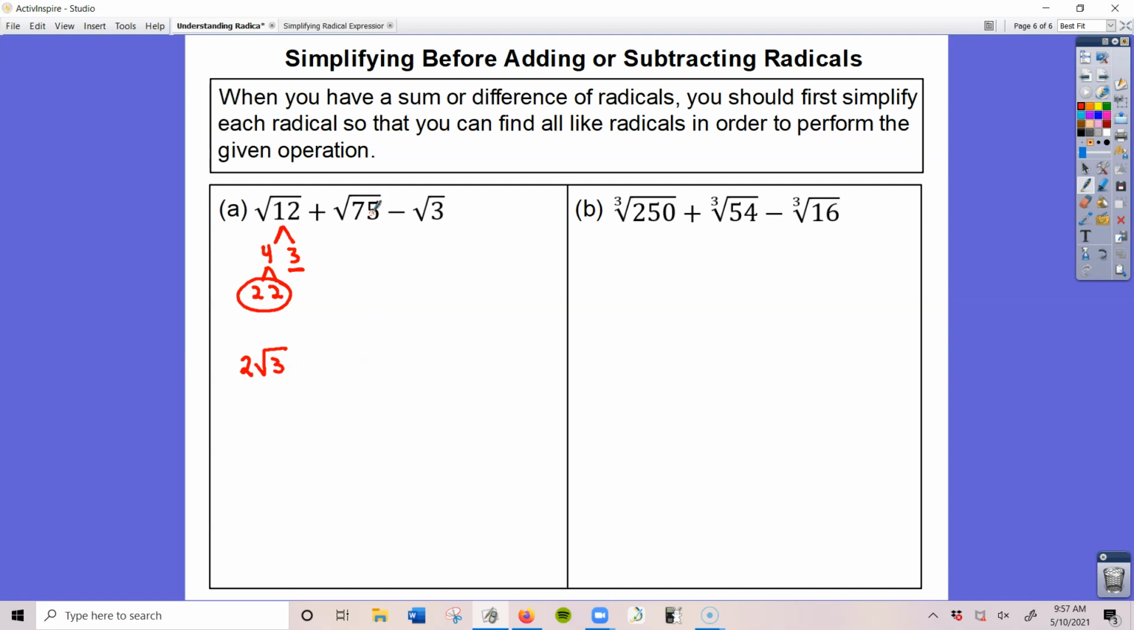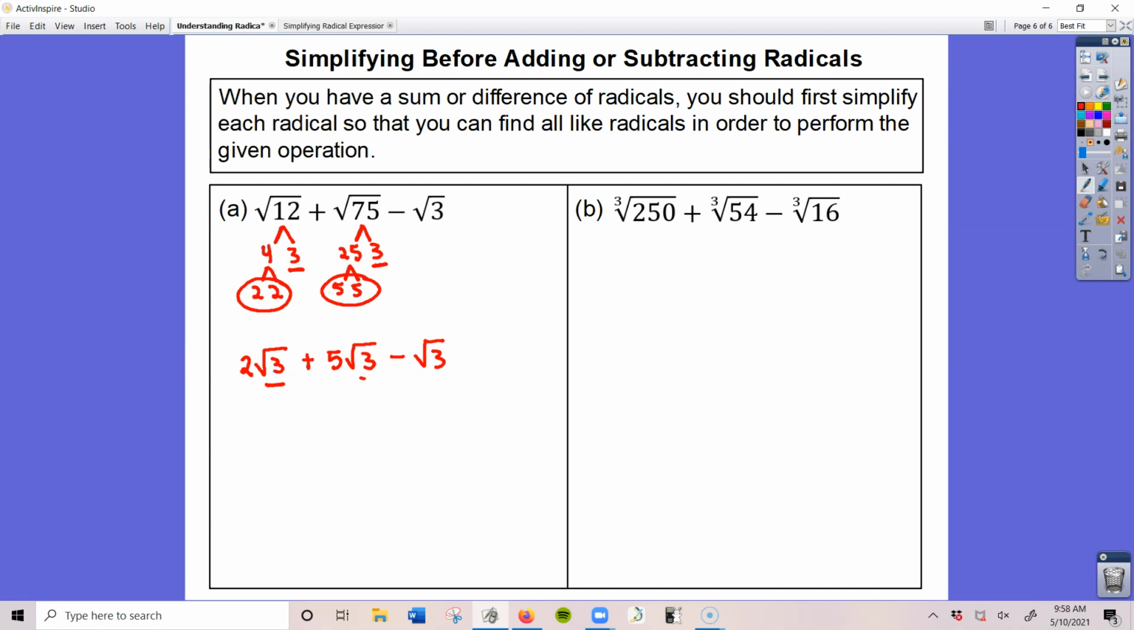Now let's look at the square root of 75. To get 75, we would multiply 25 and 3. And then 25 can be broken down as 5 and 5. So here's a pair, and this 3 will have to stay inside. So I can rewrite this radical as plus 5 square root of 3. Then this square root of 3 is as simple as we can get it, so we would just bring it down. This is minus square root of 3.